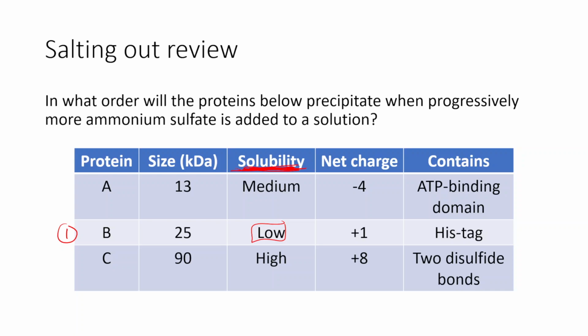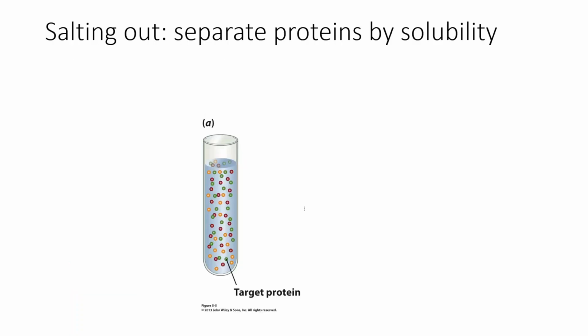Yeah, and then next the medium solubility protein, and then finally when you add a high enough amount of ammonium sulfate, the highest, most soluble protein would finally come out of solution and precipitate. So just as a little review of how salting out works, I have the slides from the lecture here.